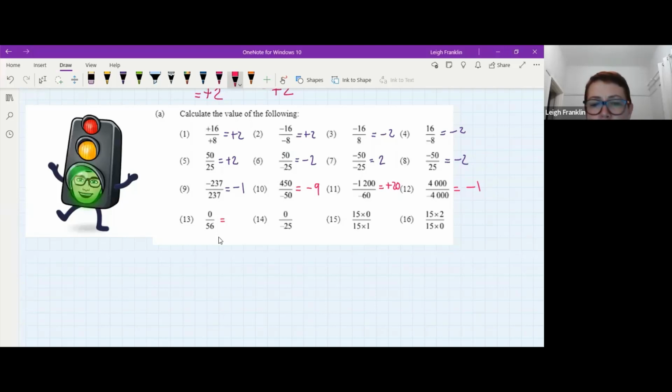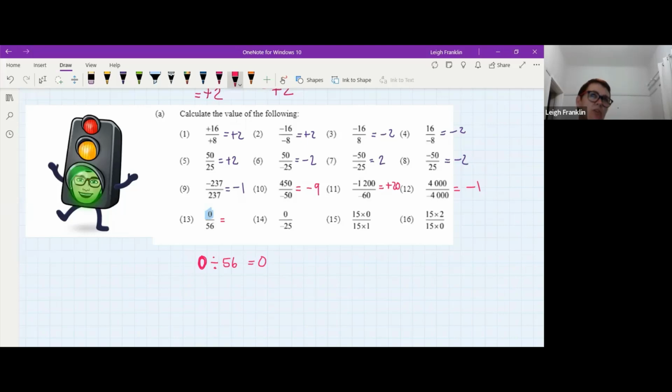Ma'am, I think 13 is +56. Okay, but at the top we have 0. So we've got 0 and we are dividing it by 56. When we divide 0 by another number other than 0, the answer is always going to be 0.